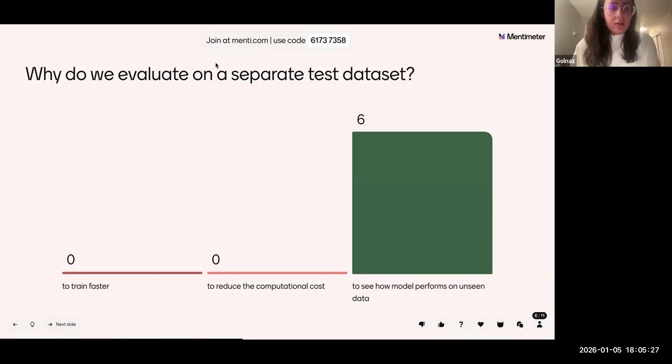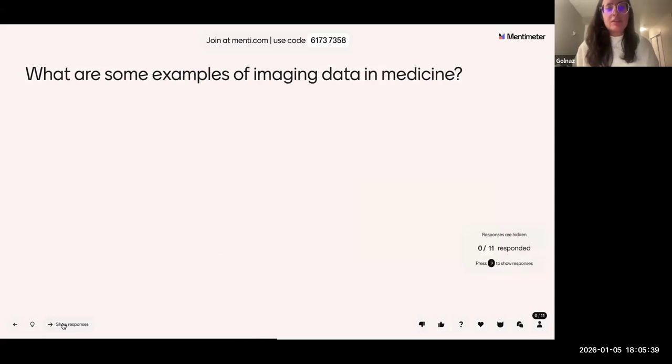So with that, let's move to the next question. We talked about the fundamentals of neural networks, now their applications and the neural networks designed for those applications and different kinds of data. So the question is, what are some examples of imaging data in medicine that you know of?